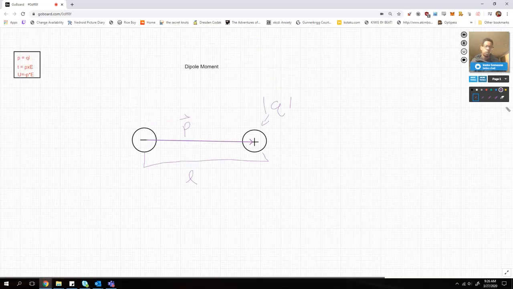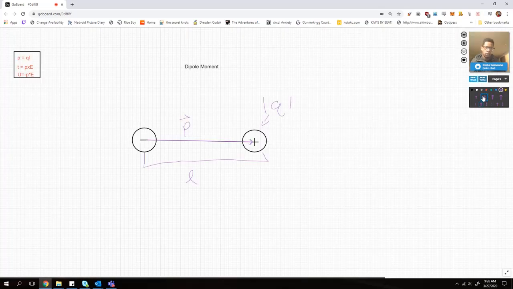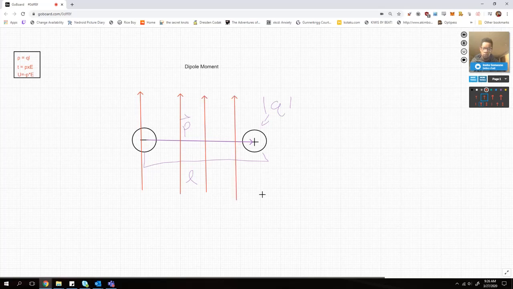Now, a usual question presents a dipole that is in an electric field. So let's say we have an electric field, E, perpendicular to our dipole moment. So it's in this direction. So our dipole is sitting in an electric field. And this is a uniform electric field, even if my spaces don't look even.